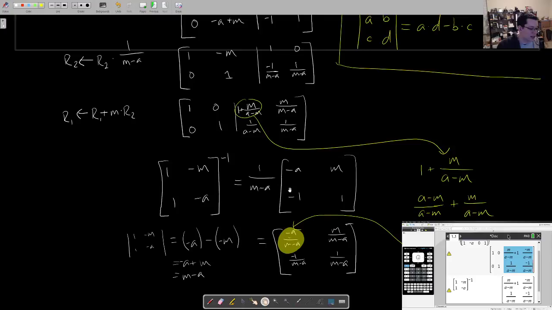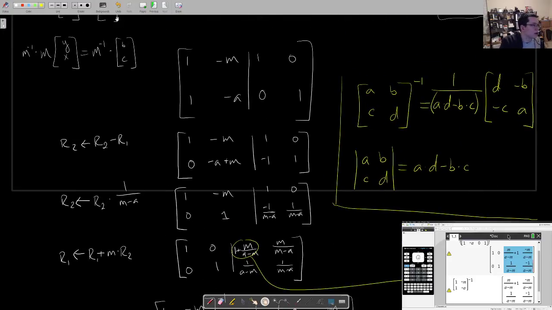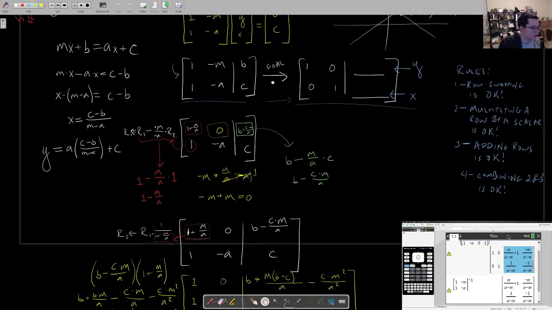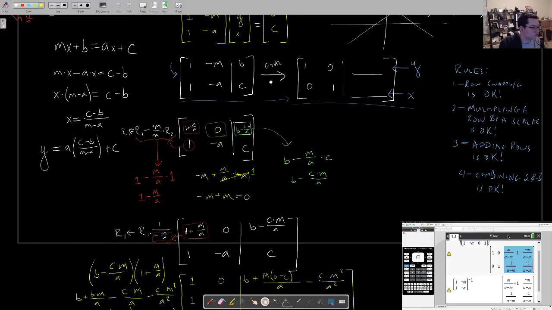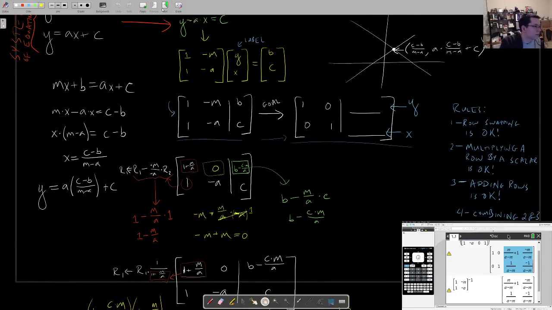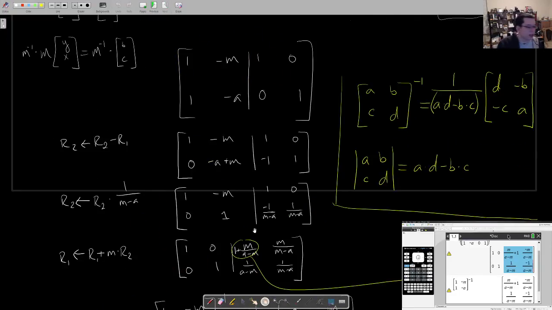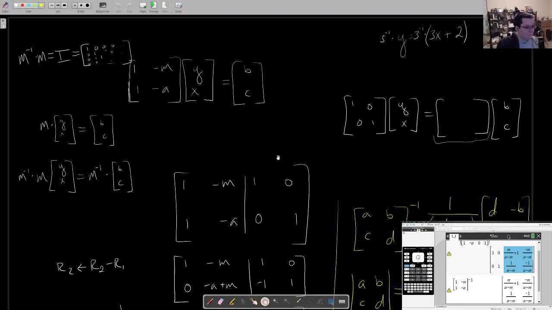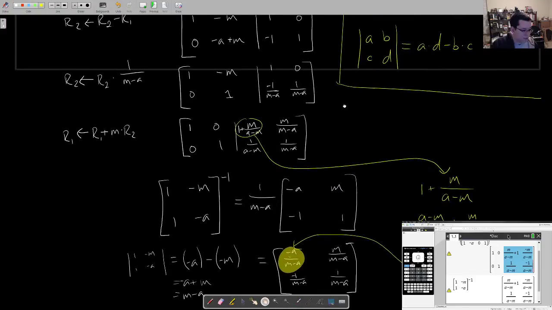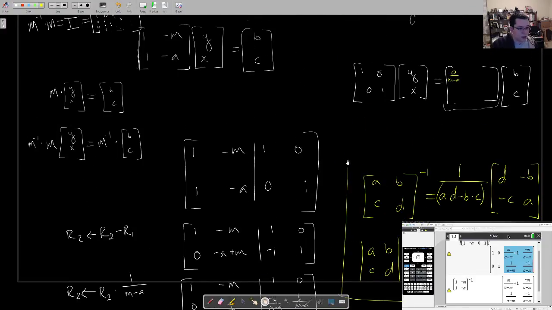Yeah, so once we have that matrix, I don't know what went on up here. Something went afoul and we did not do that right. I will revisit that another time. But now we know what goes in these blanks. And that would be a over m minus a, m minus a minus m.